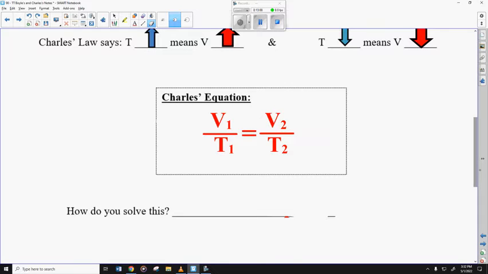So now the best way to solve this one, okay, is to do a little bit of cross multiplication, okay? So you're going to see stuff like this on answer keys where you'll multiply your T1 times your V2 and your V1 times your T2. You don't have to write those blue arrows on your nice little equation you just wrote there. But that will be a key way to solve a lot of these problems here.